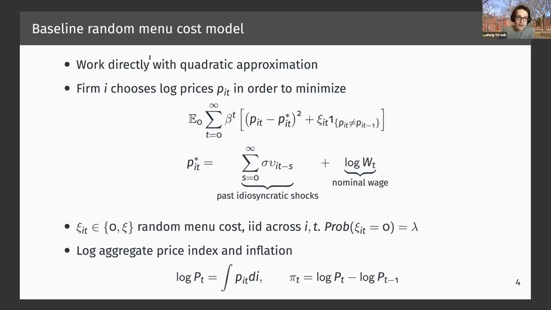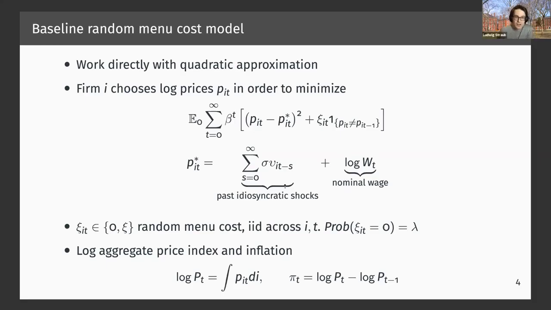There's a mass 1 of firms, and every firm i is going to choose the optimal path of log prices, p_it, in order to minimize some discounted stream of costs. So what is in that cost term? There's a difference between the log price at every given point versus the optimal price, p_i star, in that period. And there's a cost that comes from menu cost, which you have to pay when you change the price over time.